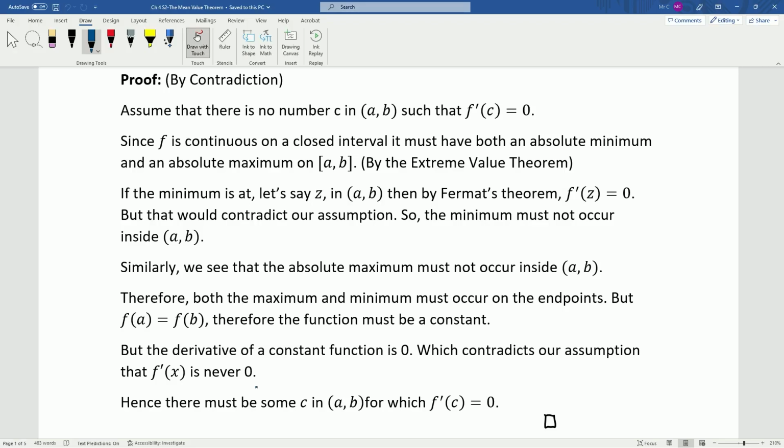But the derivative of a constant function is 0, which contradicts our assumption that f prime of x was never 0. So, we've checked all of the possible circumstances that could occur, right? We said, well, there can't be minimums inside the interval. There can't be maximums inside the interval. And if the minimums or maximums were on the endpoints, then the function would be a constant, but then the derivative would be 0. So that again contradicts our assumption that f prime of x is not 0. So there must be some c in the interval from a to b for which f prime of c equals 0.